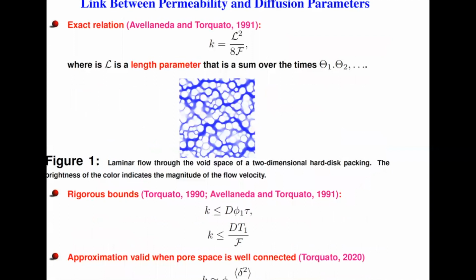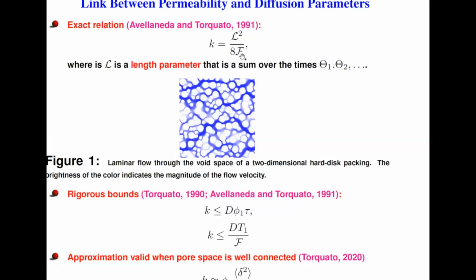Now, I want to present a relation that you might not be familiar with. Anybody who doesn't know about this, I would really love to be able to talk about this because this is something that may not be known. You can actually write down the exact expression for the fluid permeability. This is it. And this length is a parameter that is a sum over the viscous relaxation times. So it's exact, and it comes from the eigenvalue problem for the Stokes operator. That's a very precise statement.